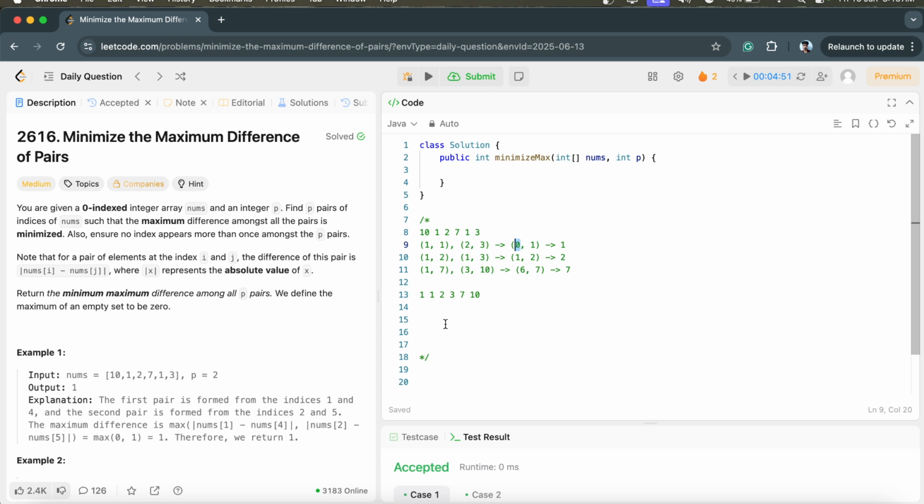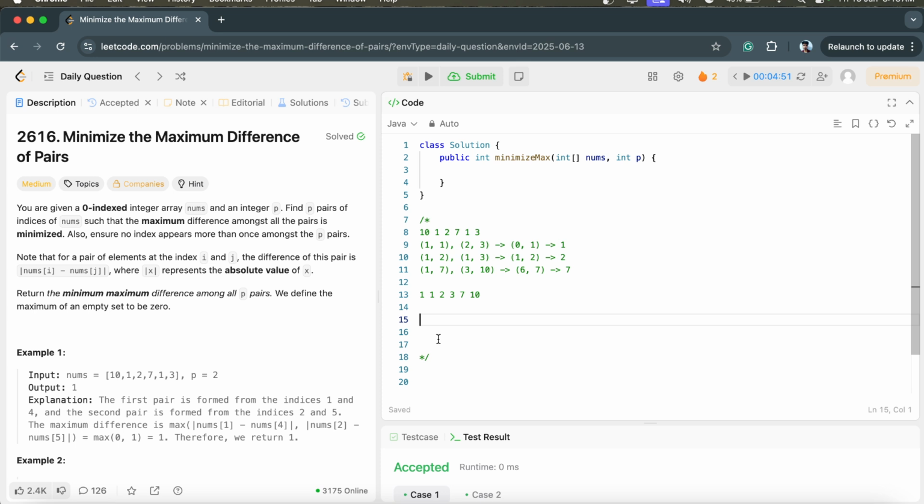Now once we sort the data, we will have the idea that the difference between the adjacent values is minimum, so we can consider a few of the pairs and try to find the best answer that we can get. Okay, so now how to get the best answer? How to apply the binary search?